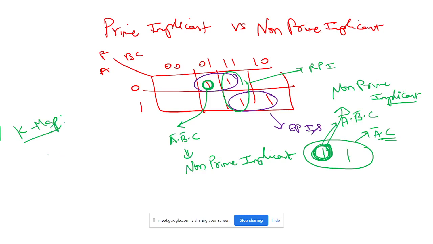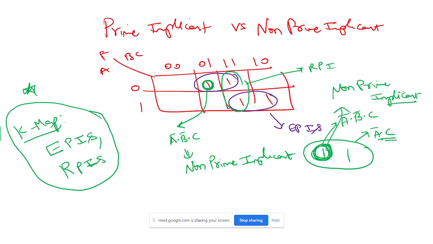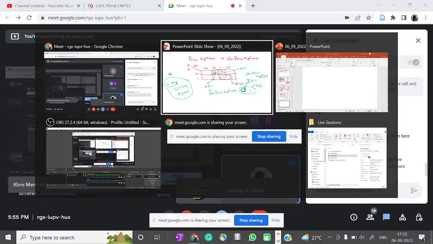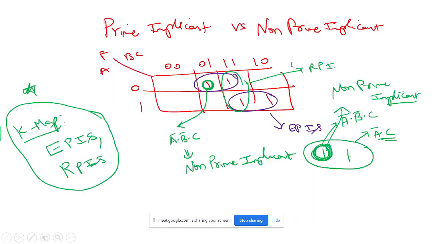first you need to focus on EPIs, essential prime implicants. Then you look at RPIs. That's it. No non-prime business, right? You don't need to worry because the moment you talk about prime, you are already covering non-primes. So non-primes are useless. If you look at any standard book, they will confuse you with many things. This is my simple way of explaining. So what is a prime implicant? We know already.